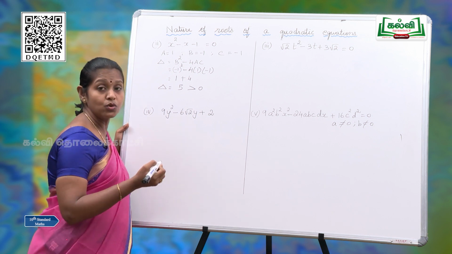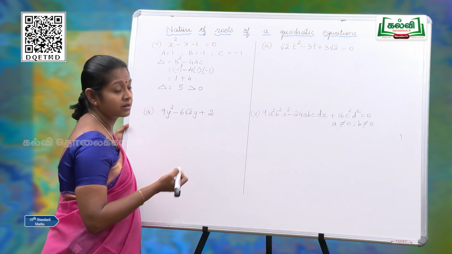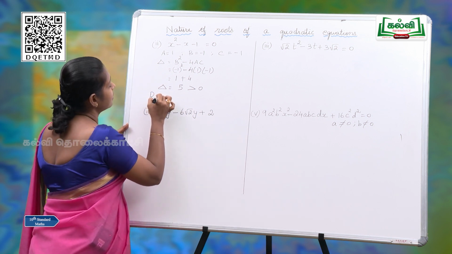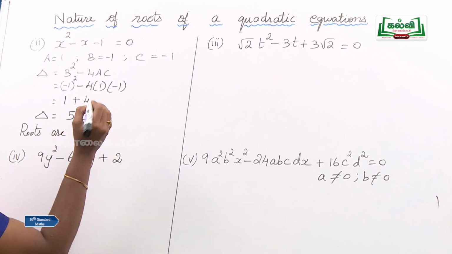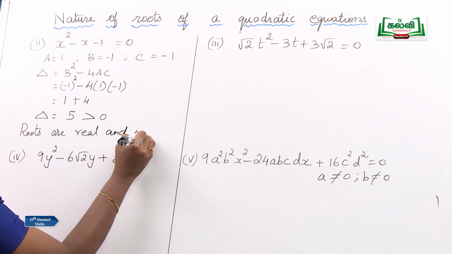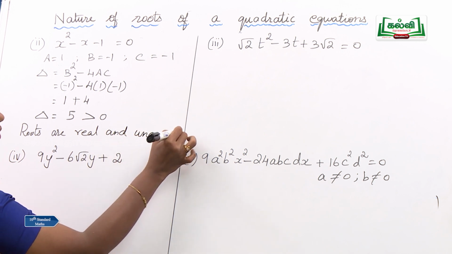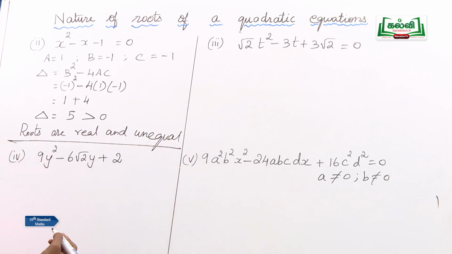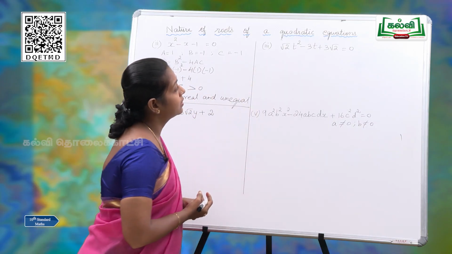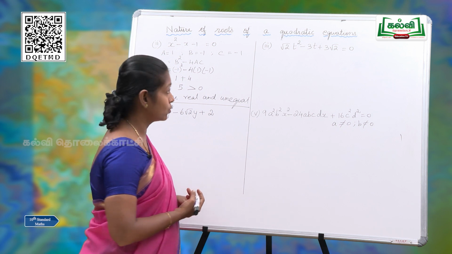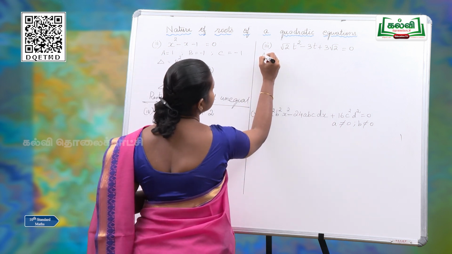If it is greater than 0, what is the nature of roots, children? Of course, the roots are real and unequal. Good, I identify very well. Next, third question. Root 2 t squared minus 3t plus 3 root 2. See in this, what is A?